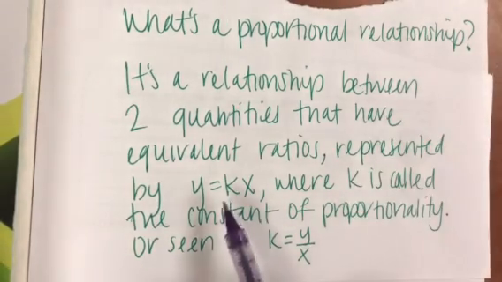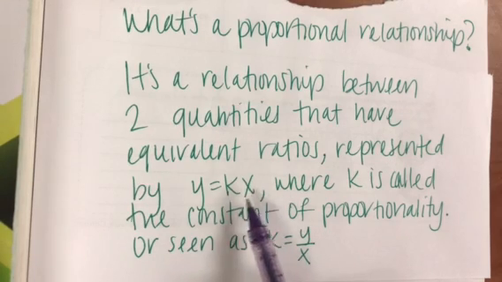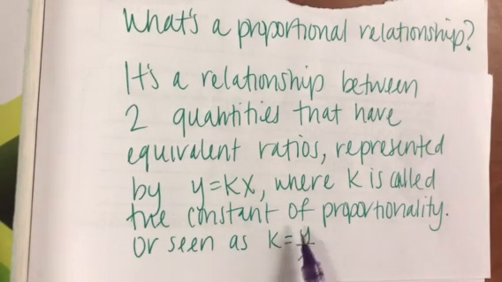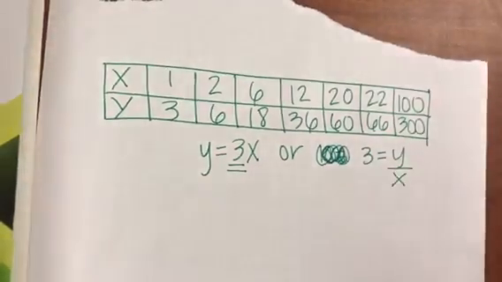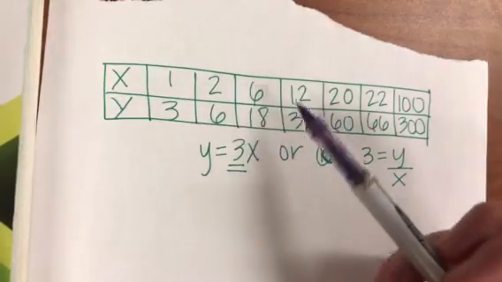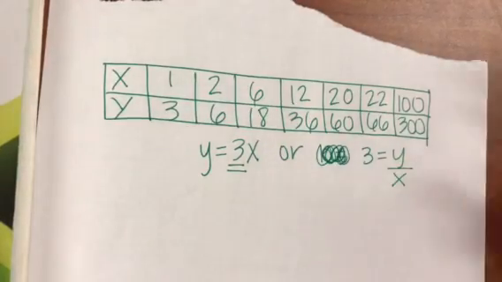Know that you have to write down y equals kx. K is your constant of proportionality. K can be found by doing k equals y divided by x. So let's look at a table. If we have a table here, this is a table. We've got 1, 3, 2, 6, 6, 18, and it goes on. We're going to look at it.